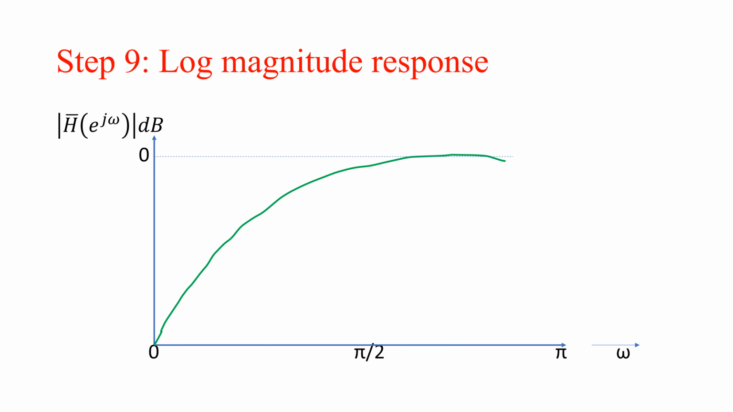After finding the decibel values, we have to find the log magnitude response. To draw the log magnitude response, our x-axis should be omega. On the y-axis, we have to draw the decibel values of h of e power j omega. This is the last step.